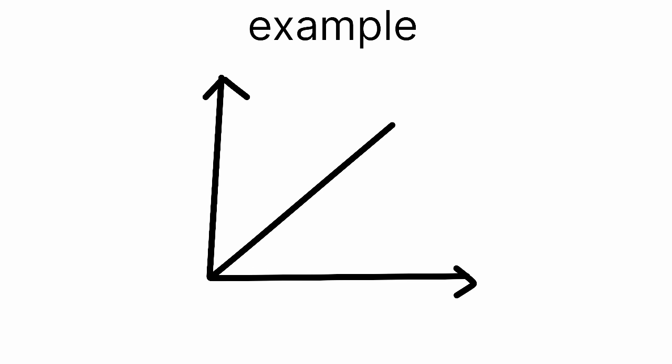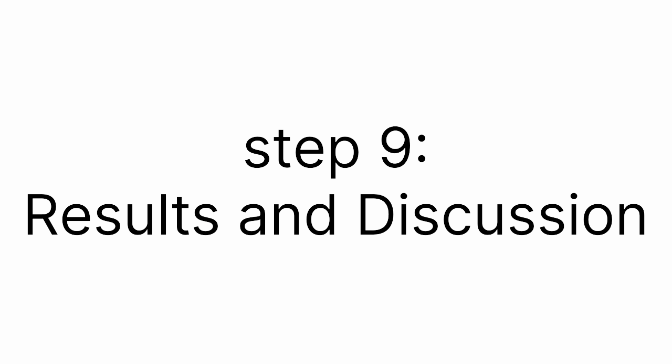The collected data is now analyzed to find relationships and verify whether they match theoretical expectations. Example: plot period T squared versus length. A straight line indicates that T squared is directly proportional to L. This confirms our theoretical model.